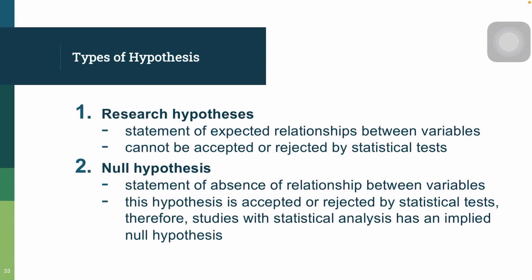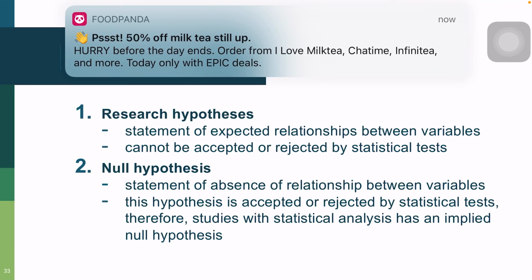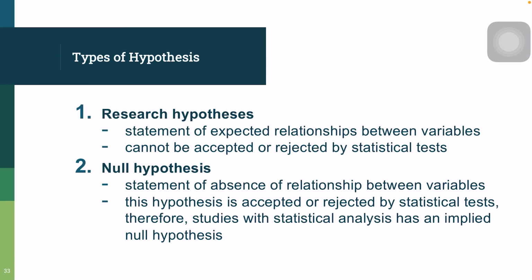Now we have two types of hypothesis: research hypothesis and null hypothesis. Research hypotheses are statements of expected relationship between variables, and these cannot be accepted or rejected by statistical tests. However, your null hypothesis states the absence of that relationship between the variables. It is accepted or rejected through statistical tests. Therefore, studies with statistical analysis have an implied null hypothesis.